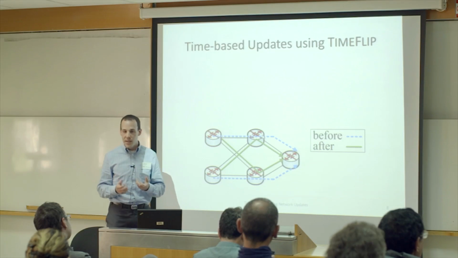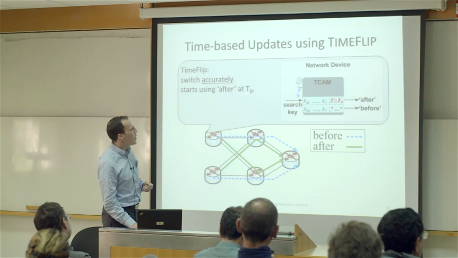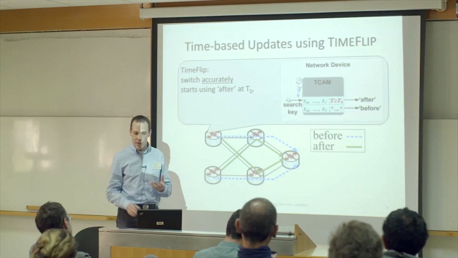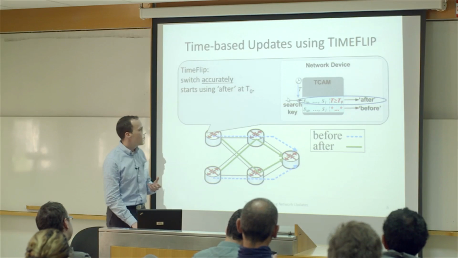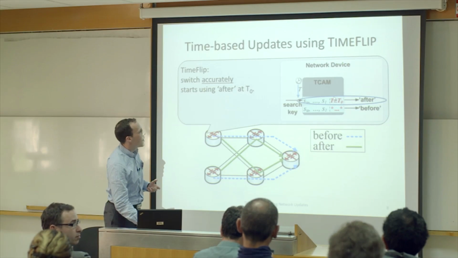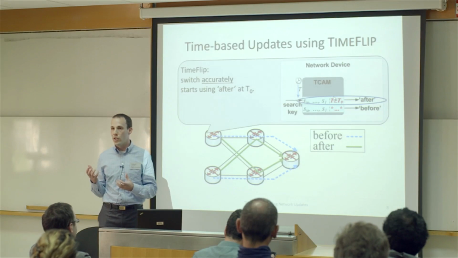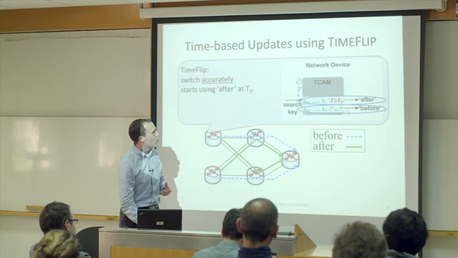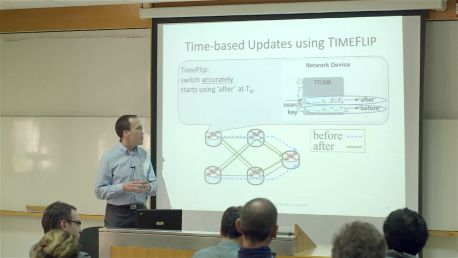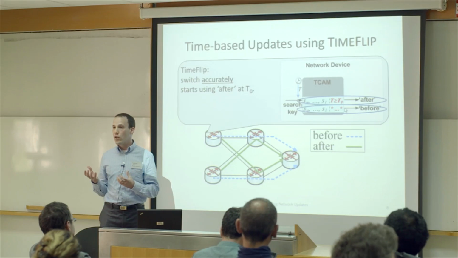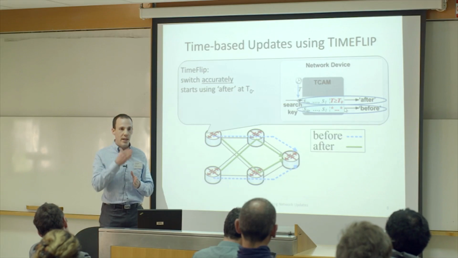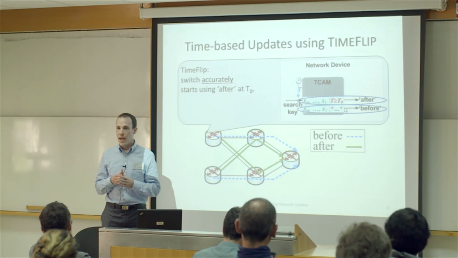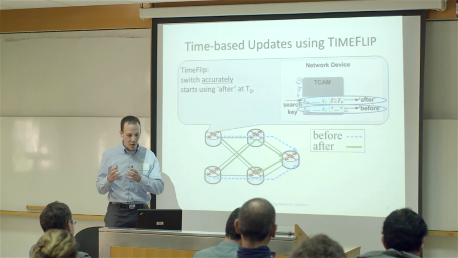Now, time-based updates can be implemented using two TCAM entries, two TCAM rules, where packets arriving after T0 match the first rule, which includes the time flip. And the first rule corresponds to the after configuration. And packets arriving before T0 match the second rule, which has don't care on the timestamp bits. And this corresponds to the before configuration. So this way we have a very clear distinction, a very clear transition at time t0 from the before to the after configuration.